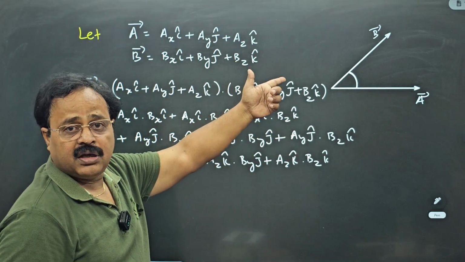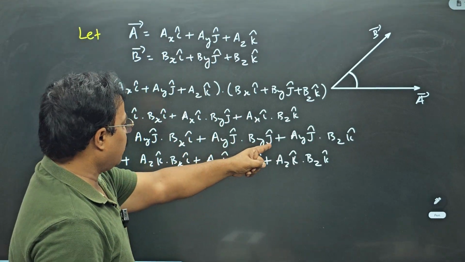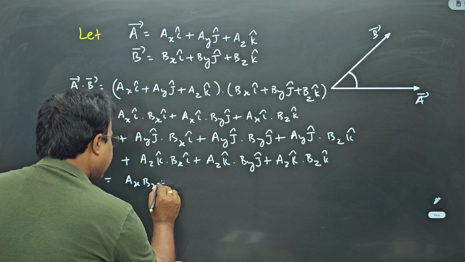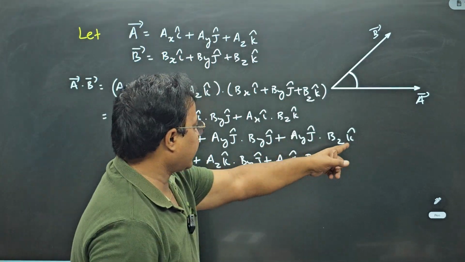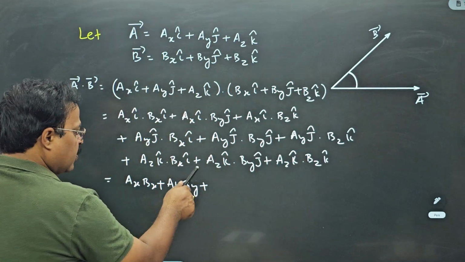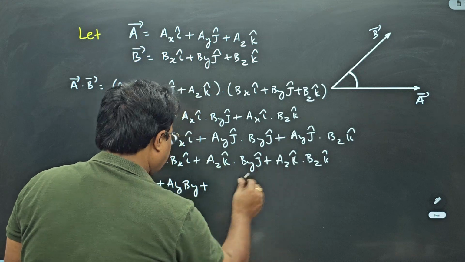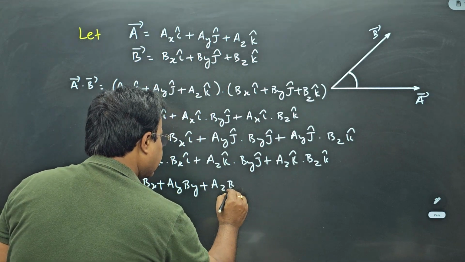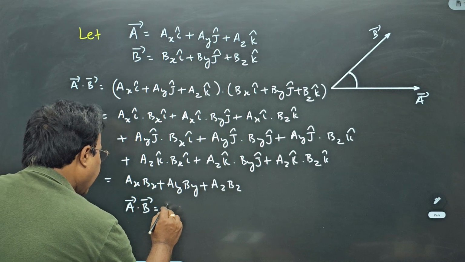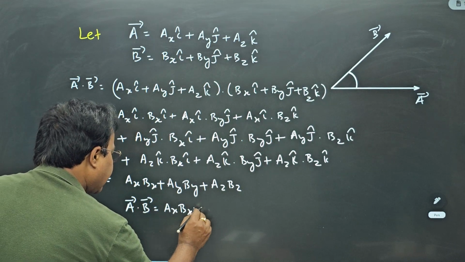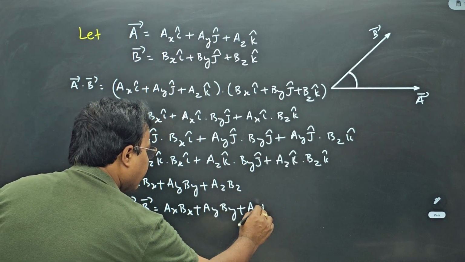As I had explained in my previous page, similarly, look, j dot i is equal to 0. Here j dot j is equal to 1 into ay by, that becomes ay into by. Plus, look, j dot k is equal to 0. Here k dot i is equal to 0, k dot j is equal to 0. Here k dot k is equal to 1 into az bz. This becomes az bz. Then what we got? a dot b is equal to ax bx plus ay by plus az bz.